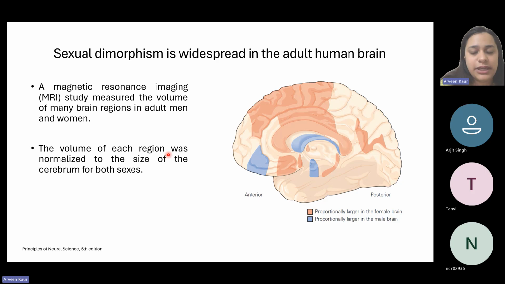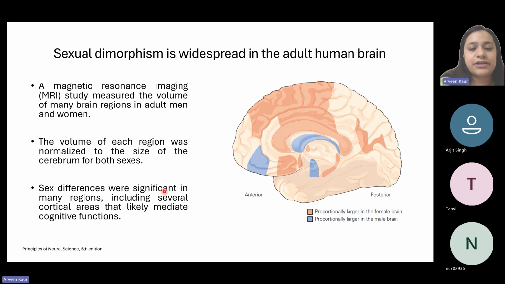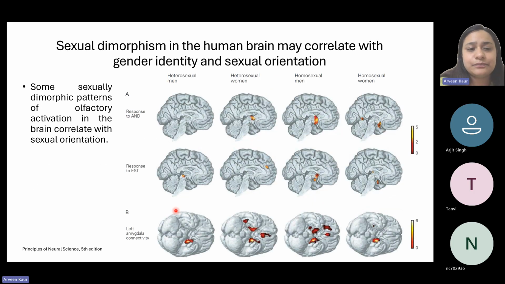So that brings us almost to the end of this discussion, right? The volume of each region was actually normalized to the size of the cerebrum for both sexes. That is how most of the calculation is done in biology, so we'll not go into detail of that. Sex differences were significant in many regions, including several cortical areas that likely mediate cognitive functions, right?